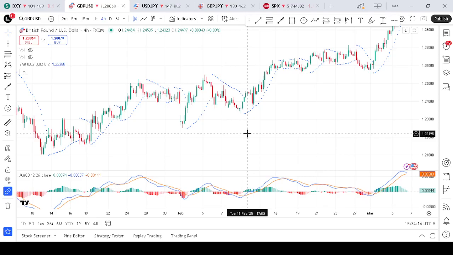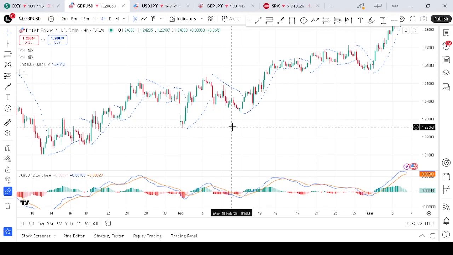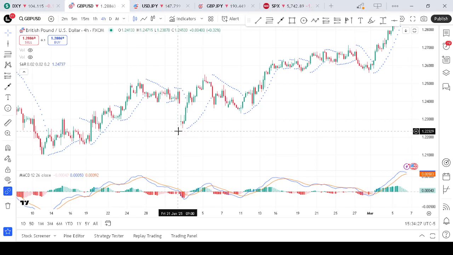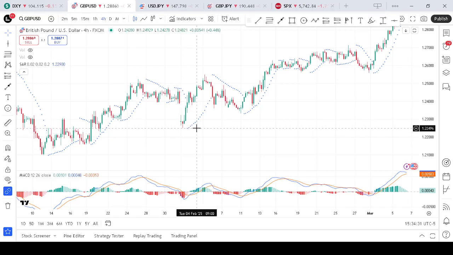The power of this strategy lies in how these two indicators complement each other. Let's break down each component to understand how they work together to generate a reliable trading signal. Now let's look at the Parabolic SAR fundamentals.